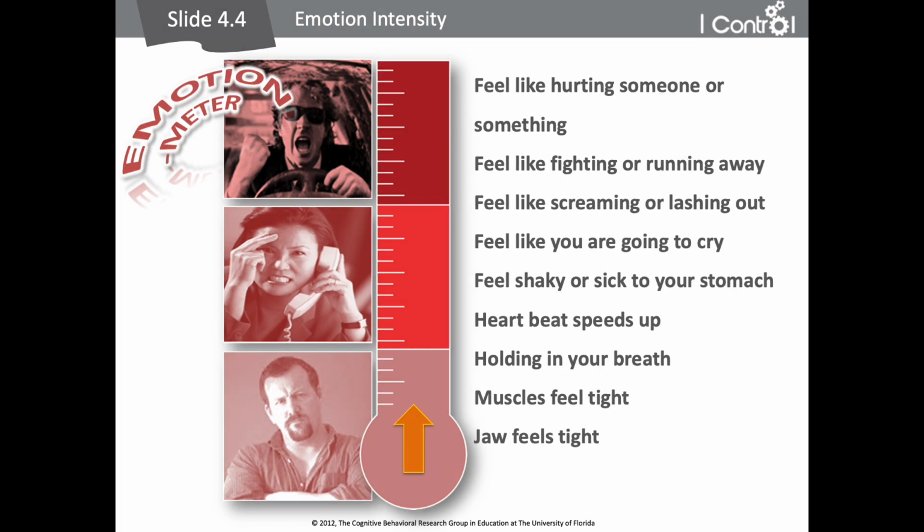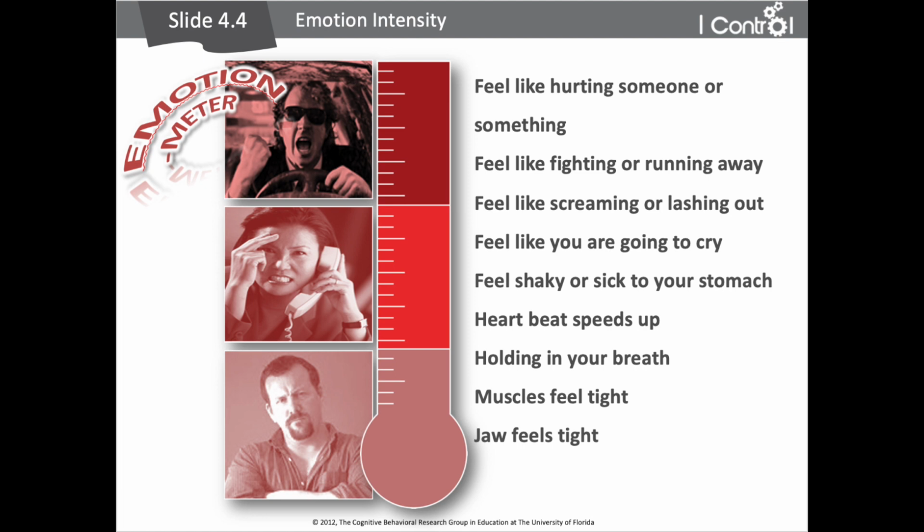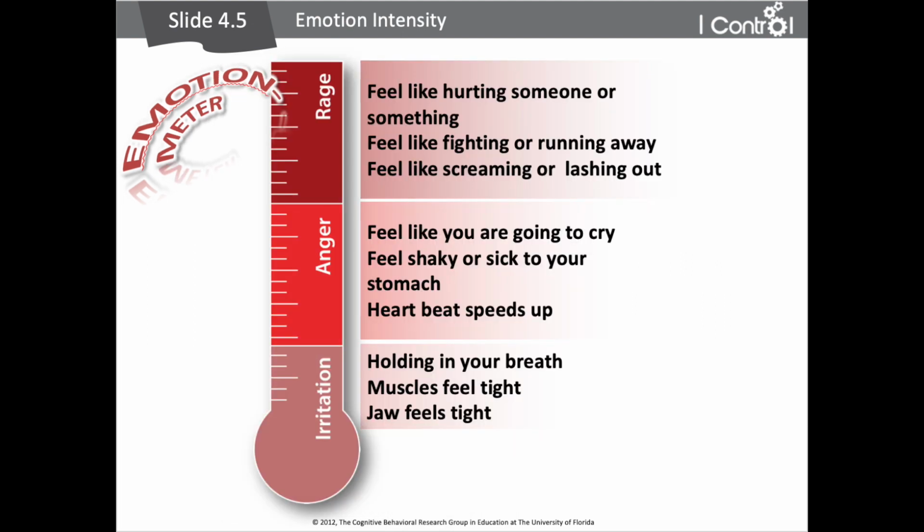The thermometer shows how the emotion, anger, becomes more intense or stronger. The emotion is weaker at the bottom of the thermometer and gets stronger toward the top. The list beside the pictures shows some of the feelings you may experience when you have anger emotions. Stronger feelings usually indicate stronger emotion intensity.